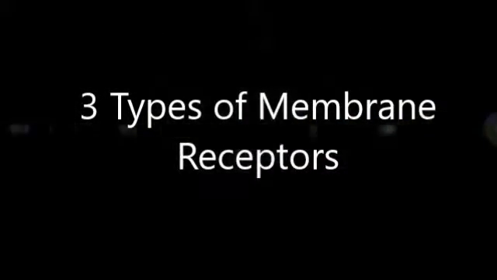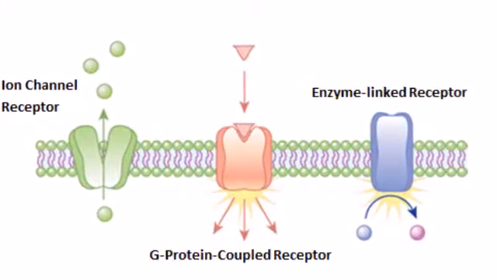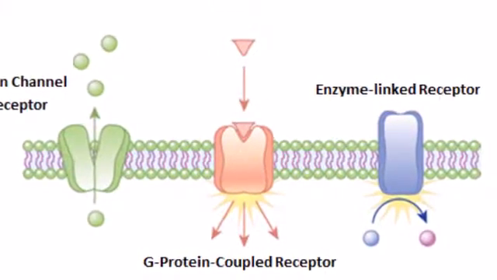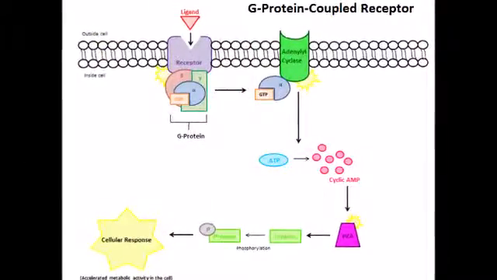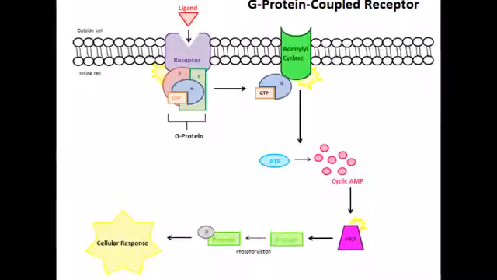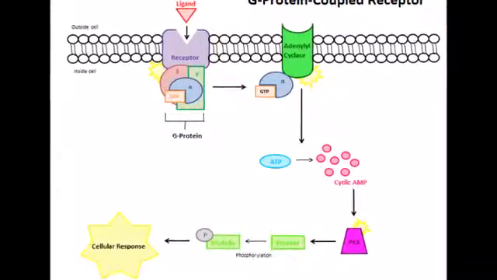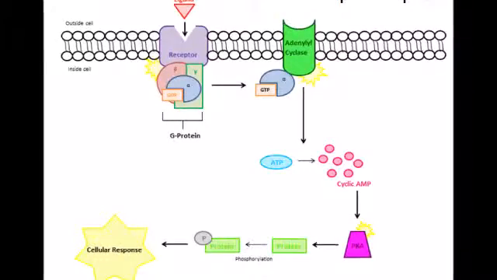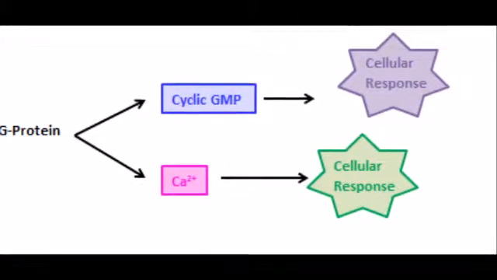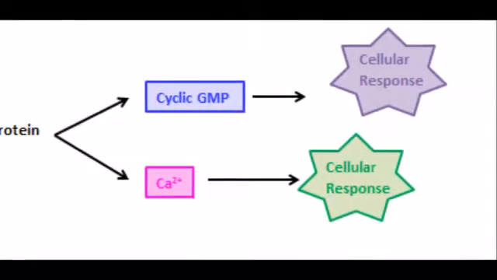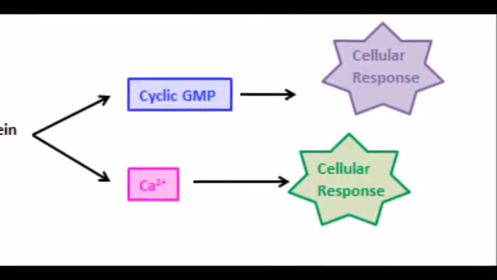There are three different classes of membrane receptors, including ion channel receptors, G-protein coupled receptors, and enzyme-linked receptors. This video will explain the signal transduction cascade of only the G-protein coupled receptors. Also, the G-protein coupled receptor in this video will activate the second messenger cyclic AMP in order to accelerate metabolic activity of the cell. But keep in mind that G-proteins can activate other second messengers, like cyclic GMP or calcium ions, to elicit different cellular responses.